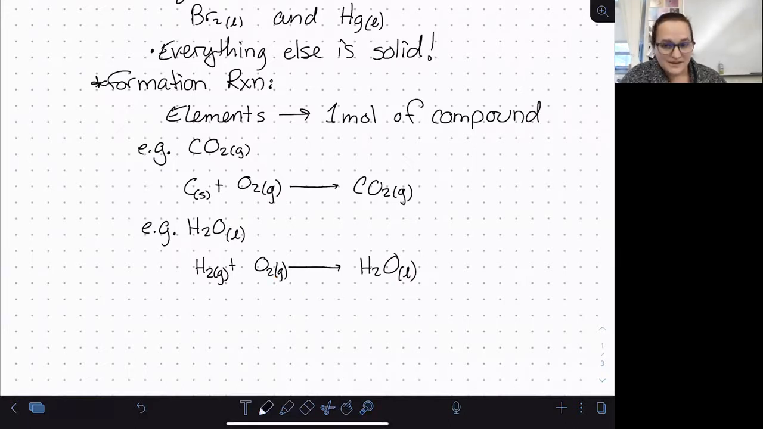But to balance this, we're going to put a coefficient of 1/2 in front of O2. By definition, a formation reaction only forms 1 mole of the compound as its product. That is part of what makes a formation reaction a formation reaction. So this coefficient has to stay 1, which means that H2 is fine as is. O2, I only need 1 atom, so I only need 1/2 mole of oxygen to react with every mole of hydrogen in order to produce water.